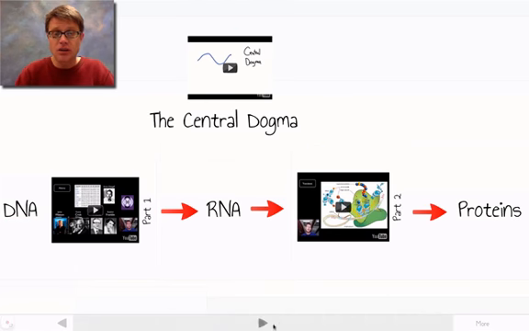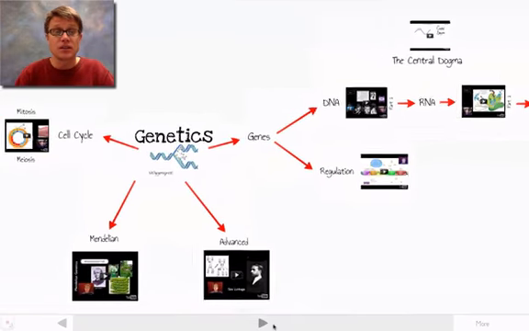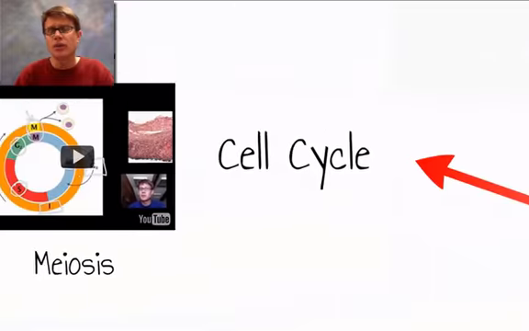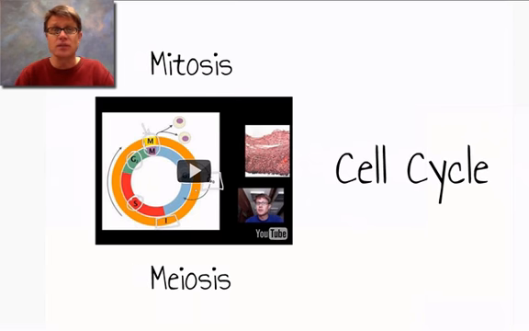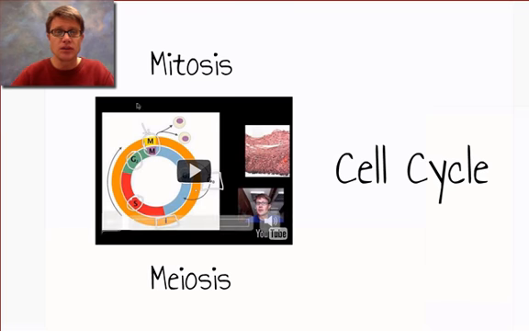After we're done with that, we're going to move to the cell cycle. And so the cell cycle is how we make sure that that DNA gets passed from cell to cell and also from generation to generation. And so the 2 terms that you may be familiar with are going to be mitosis and then meiosis.